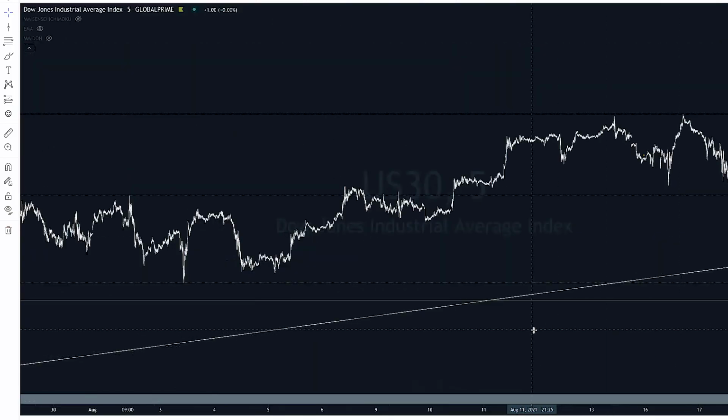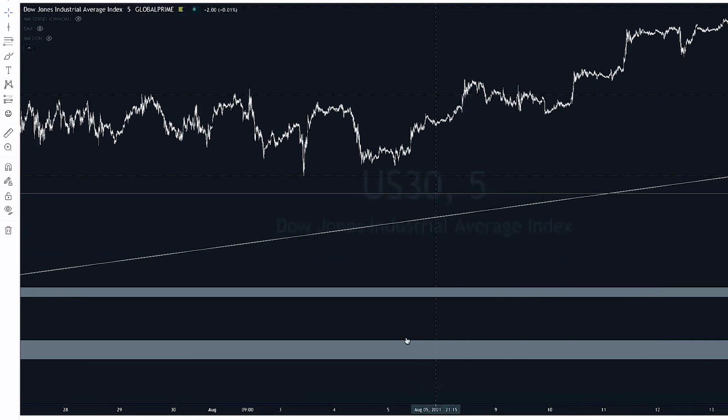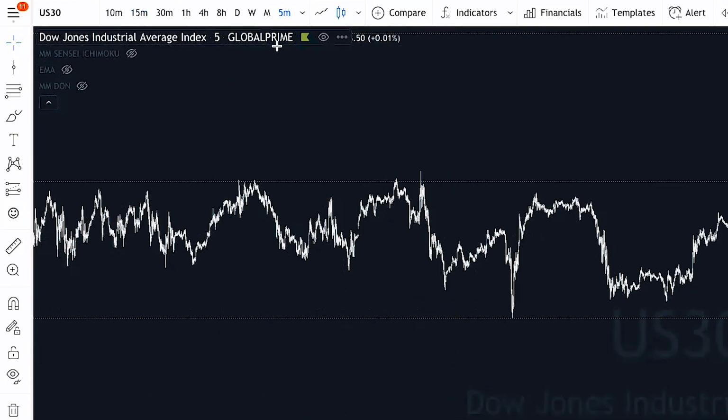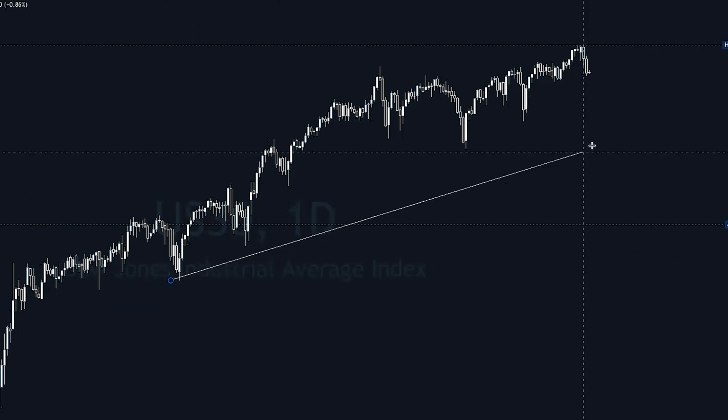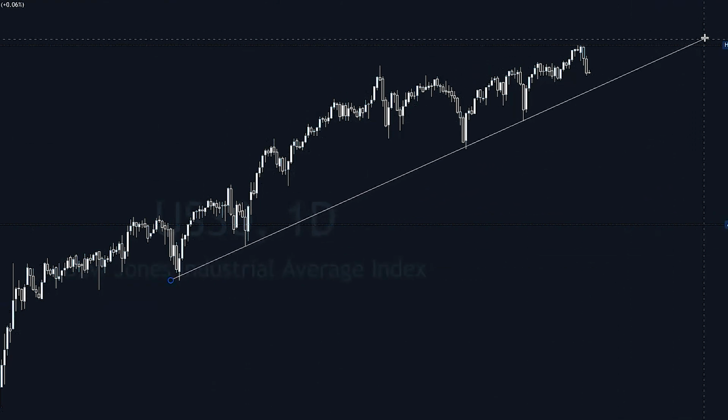Now, when you can do this and identify it all the way from the daily, right? Let's go back to the daily and let's just draw it, right? Let's draw a major trend line from right here and just draw it up. You're going to see something very consistent here.